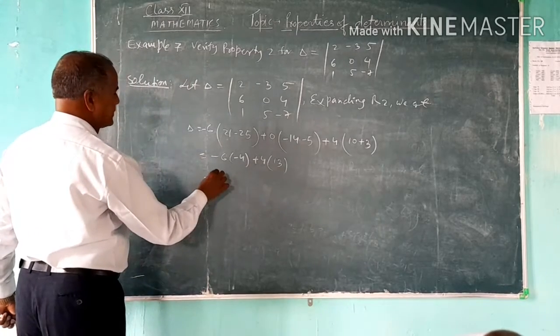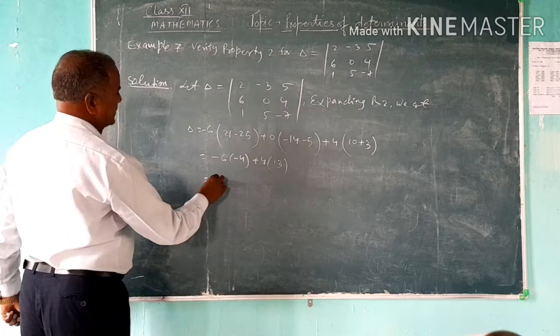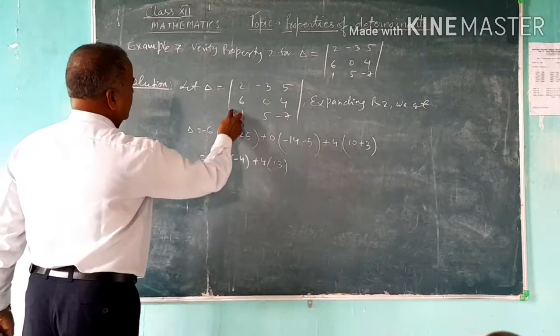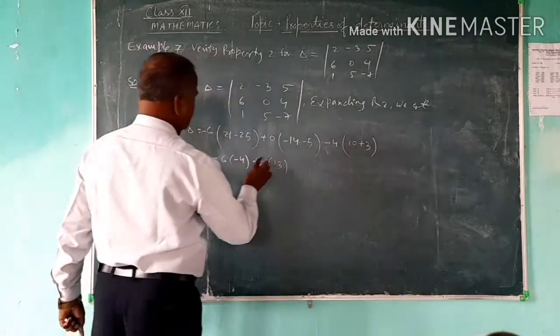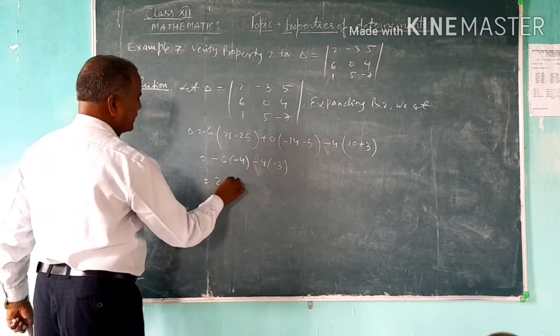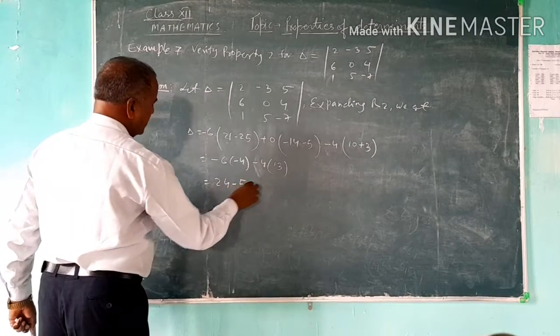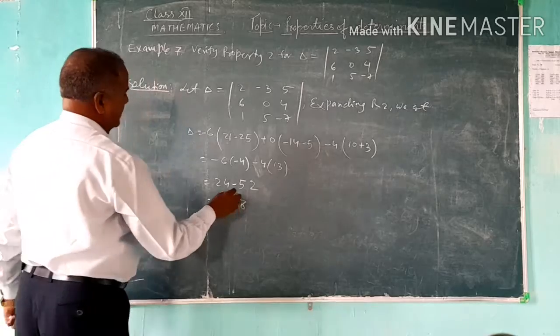So this is 24 and minus 52. So this is equal to minus 28.